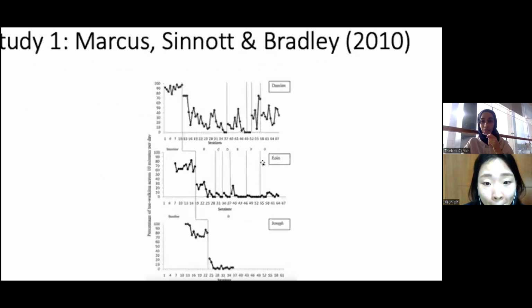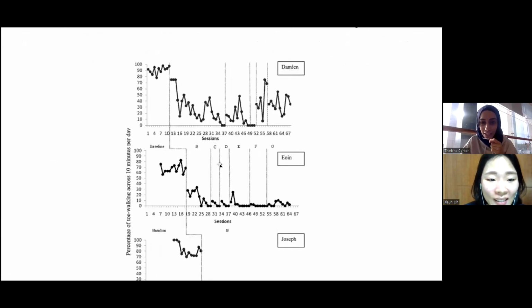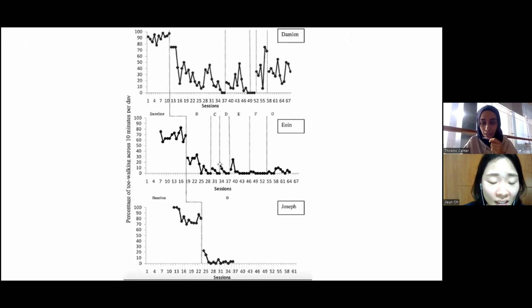I'll try to zoom in on the graph. Sorry, I don't know if you can see, but the intervention produced substantial reductions in toe walking across all 3 participants, but the degrees of reduction differed.